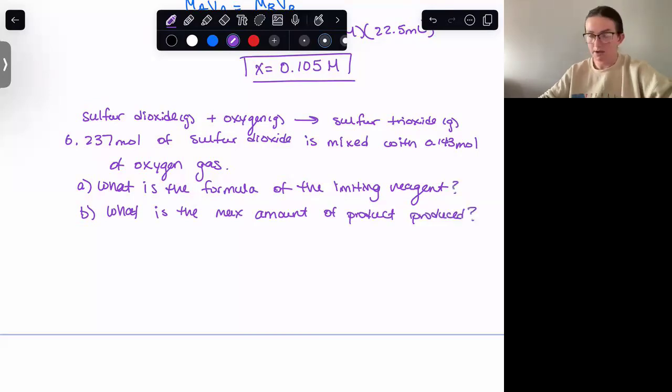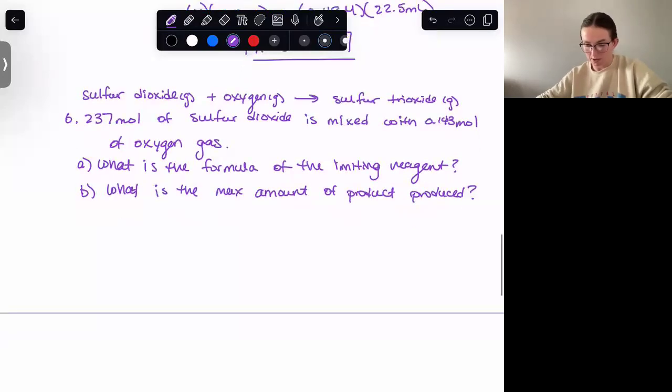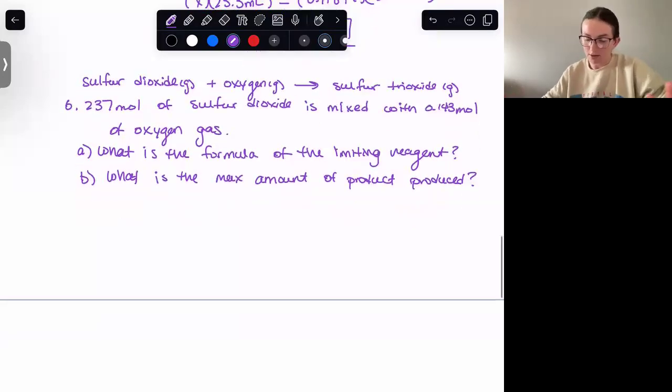Okay. So we have these two questions here from one of the homework assignments. It's saying that sulfur dioxide and oxygen gas react together to form sulfur trioxide. And we're given the amounts of moles of each of them that react together. So what we're looking for is: what is the formula of the limiting reagent?